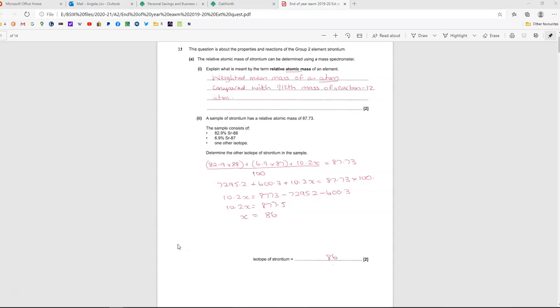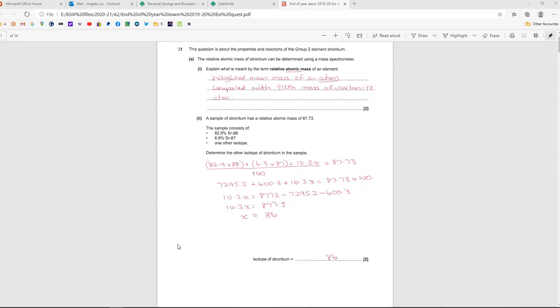To get the 2 marks, you needed to talk about the weighted mean mass of an atom. It's important to say atom in this case because it's relative atomic mass. It's not asking you for relative molecular mass. And you had to then compare it to 1/12 of the mass of carbon-12 atom.